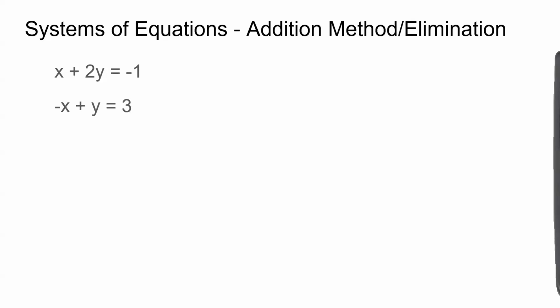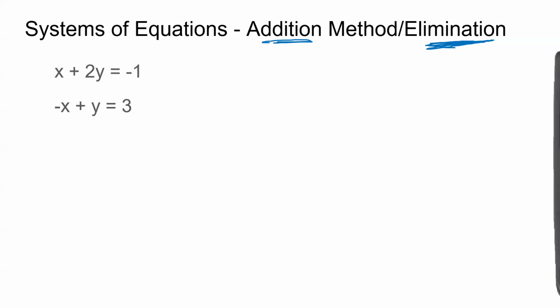Now, here is a problem and a new method. We could do this with the substitution method. We could do this with the graphing method, but instead we're going to do something called the addition method, also sometimes called elimination method. And this works really well sometimes. It depends on the numbers and the problems and everything, but it is a third possibility. We could do it graphically. We could do it with substitution. We could do it with addition or elimination method.